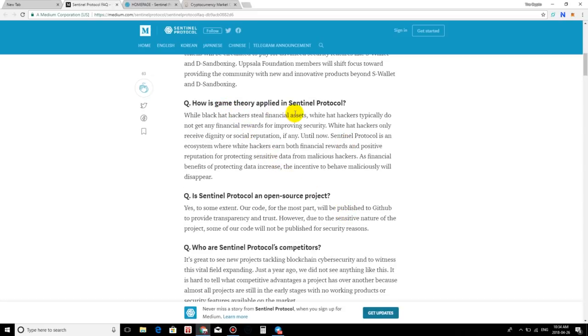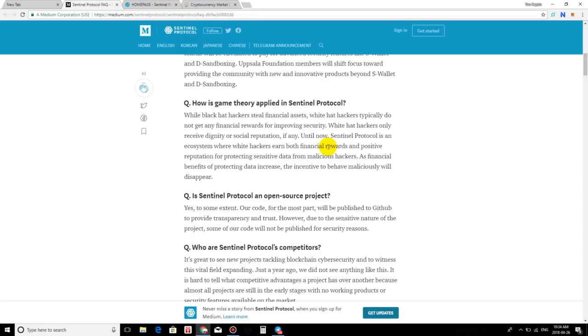So how is game theory applied in Sentinel Protocol? Listen to this, guys. This is massive. While black hat hackers steal financial assets, white hat hackers, say someone who's against hacking and wants to hunt them down, typically do not get any financial rewards for improving security. White hat hackers only receive dignity or social reputation. So people would be like, oh man, thank you for that, you did great work. You get respect in that regard. But they said, if any, meaning you're lucky to even get that.